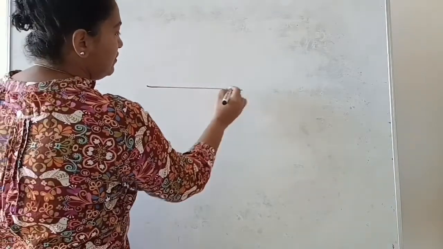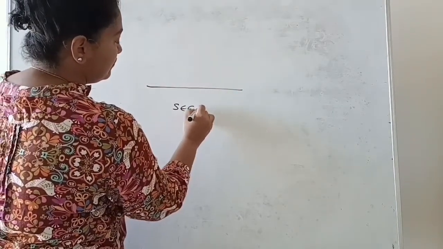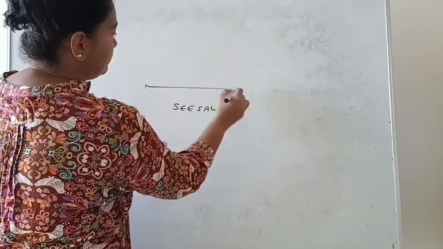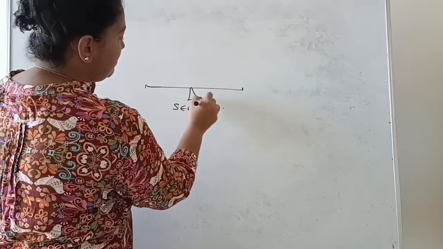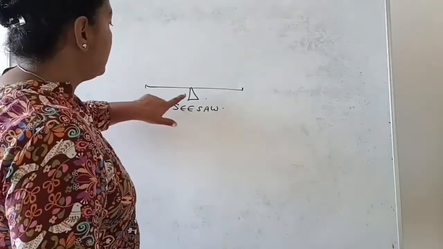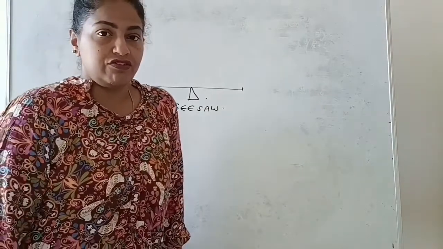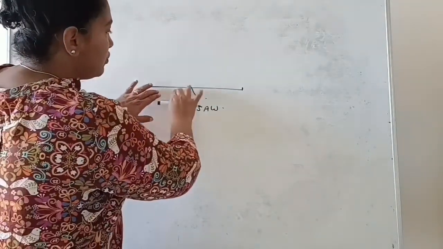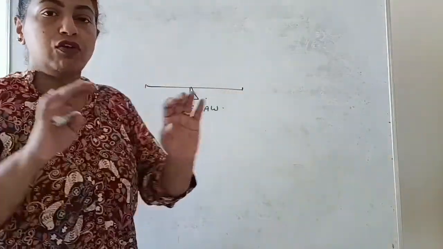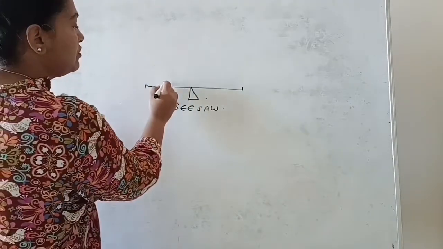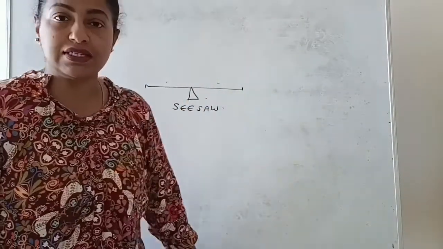You know what a seesaw is, right? I think most of you have played on a seesaw in the park. This is the hinge on which the seesaw is resting. So in order for this seesaw to be at a horizontal level or to maintain the balance, the weight on this side has to be equal to the weight on the other side.